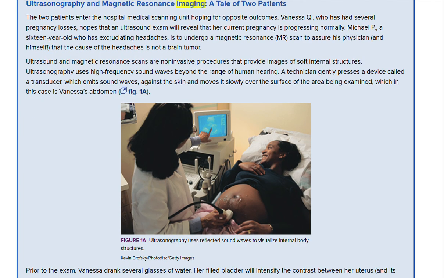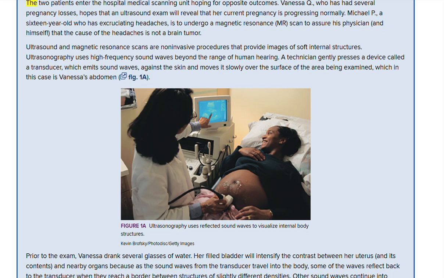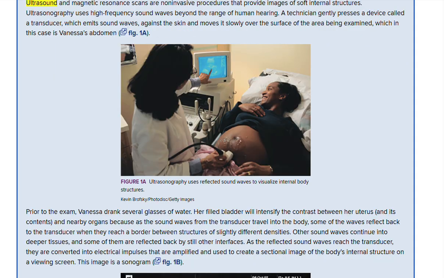Ultrasonography and magnetic resonance imaging: a tale of two patients. The two patients enter the hospital medical scanning unit hoping for opposite outcomes. Vanessa Q, who has had several pregnancy losses, hopes that an ultrasound exam will reveal that her current pregnancy is progressing normally. Michael P, a 16-year-old who has excruciating headaches, is to undergo a magnetic resonance (MR) scan to assure his physician, and himself, that the cause of the headaches is not a brain tumor.